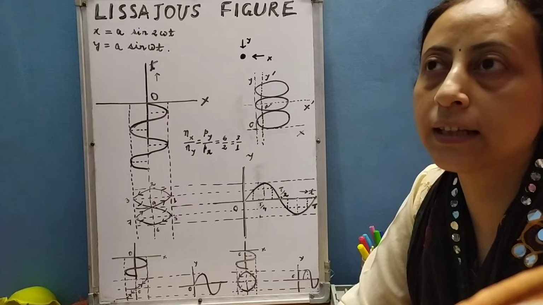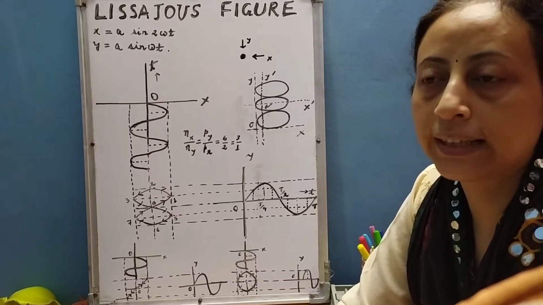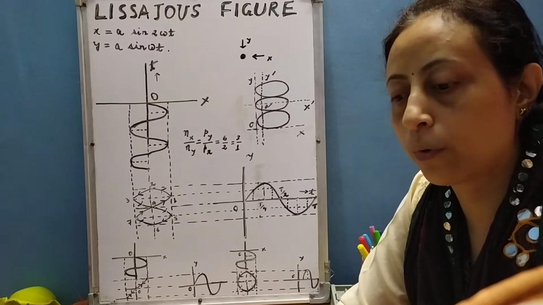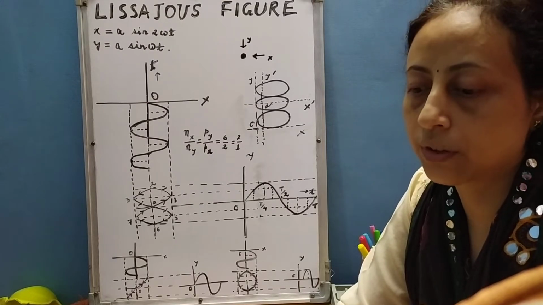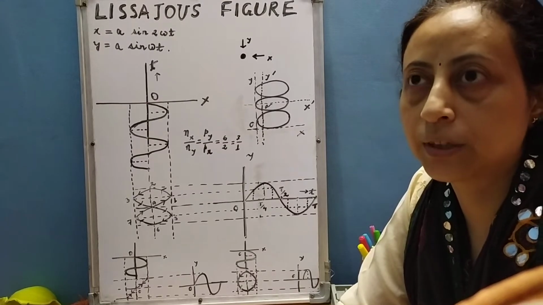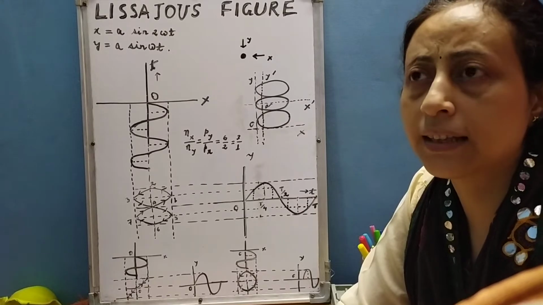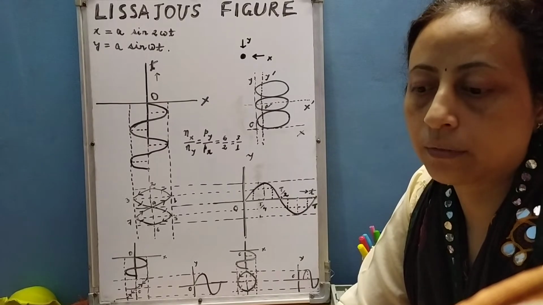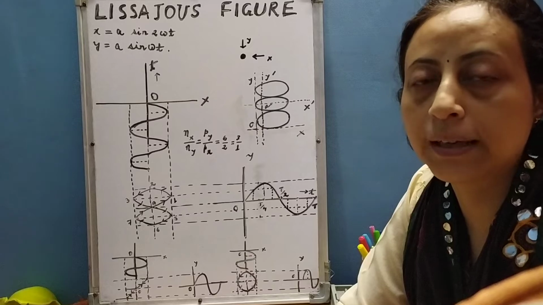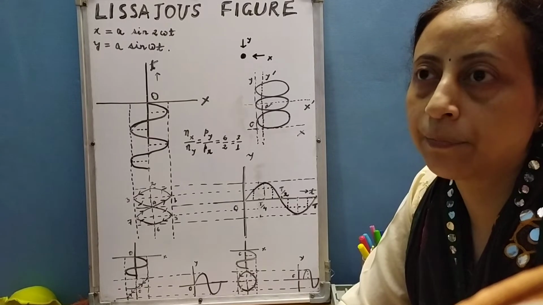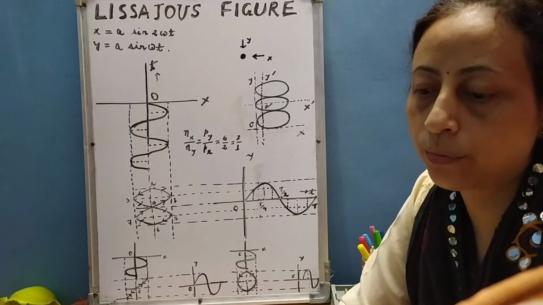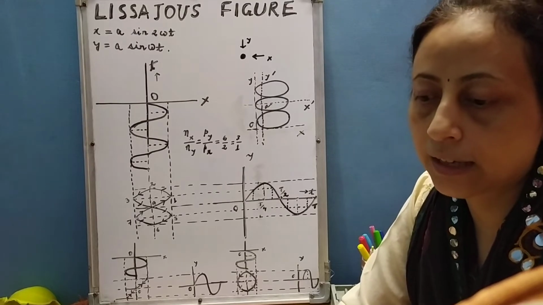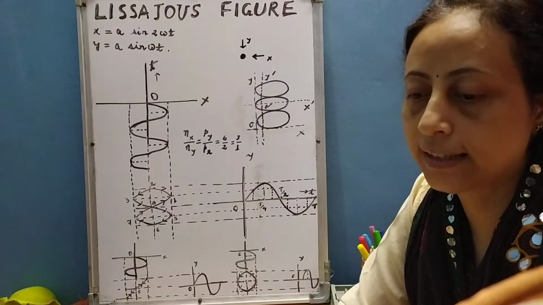Sometimes Lissajous figures are in the form of straight lines, sometimes in the form of ellipses, sometimes circles, and sometimes elliptical loops, and so on. And sometimes they become very complex also. We will see a few of them, and we will first take very simple examples of Lissajous figures.